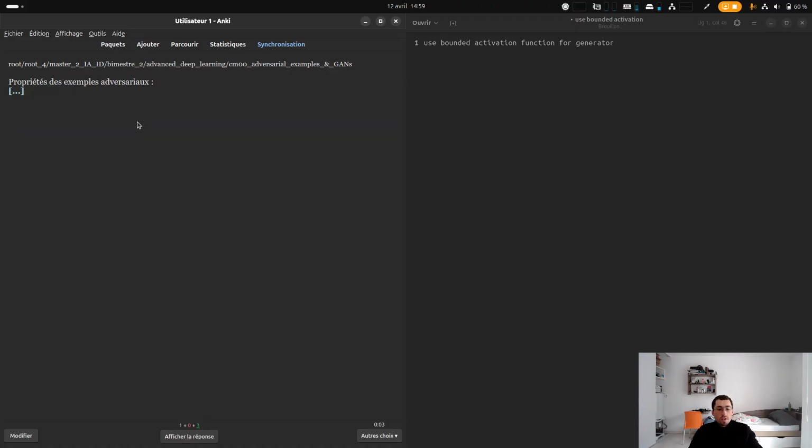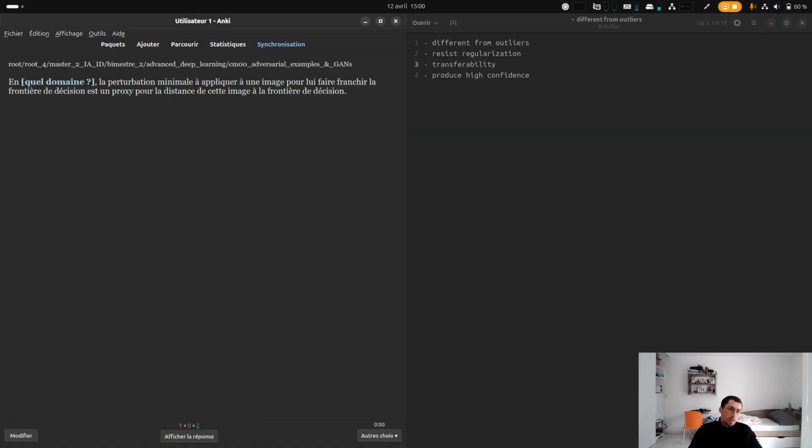Properties of adversarial examples. I'm sure we already had that. Different from outliers. Resist regularization. Produce high confidence in prediction. And the last one is simply transferability. Yes, simple. In what domain? In active learning with margin.